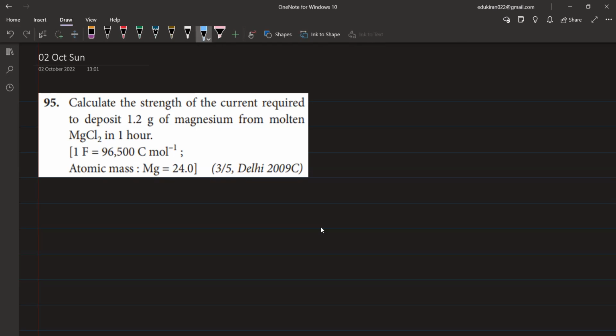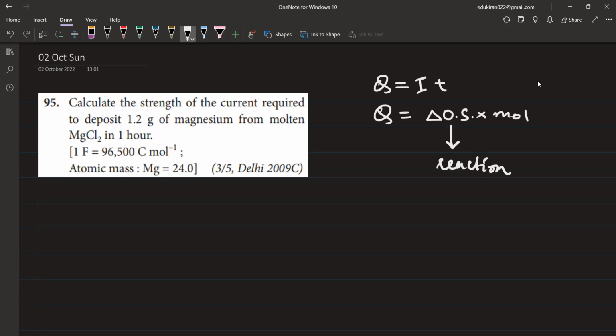Okay, so see, if you're having a bit of struggle here, there are only two equations that you have to remember. Q is equal to I into T, and Q is equal to the delta OS into moles, whatever number of moles you calculate. So these are the only two equations. Delta OS you will get from the reaction. You have to write the reaction and then plug in the delta OS, the change in oxidation state.